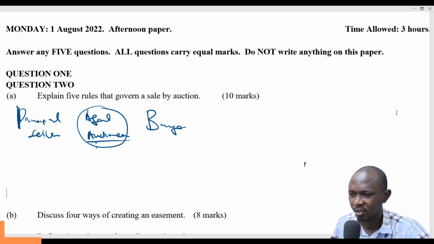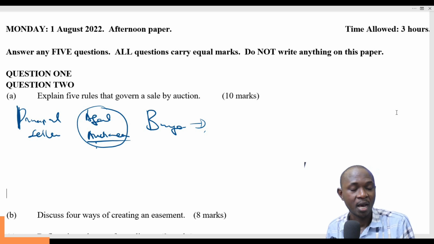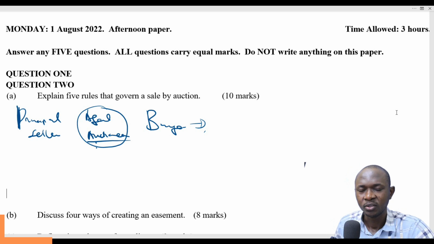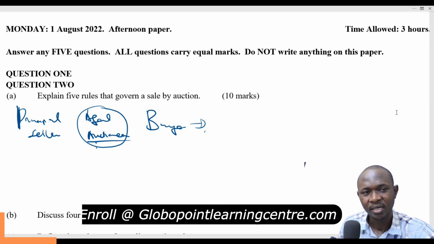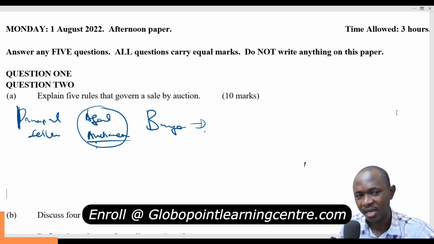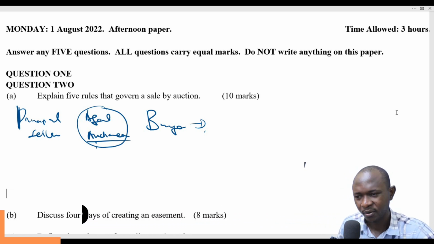So just to quickly define what an auction is: a public sales event for a property or goods in which the bidders are invited to place their competitive bids, and of course the highest bidder will take the day. Normally there is a notice, and they are invited to make competitive bids, and whoever emerges with the highest bid will go with the goods. So that is all about that.